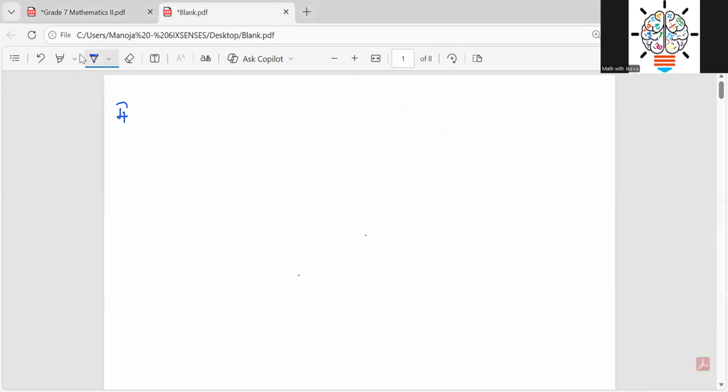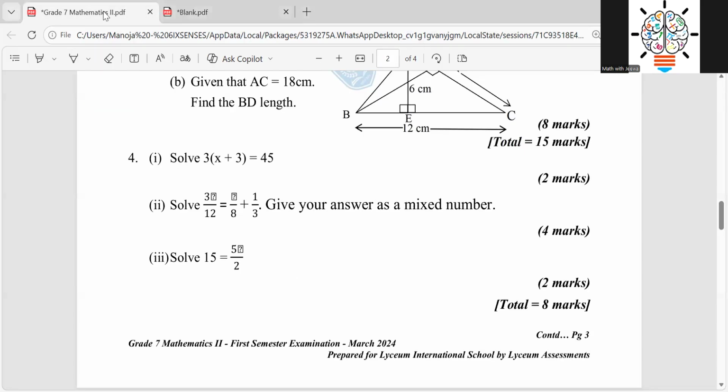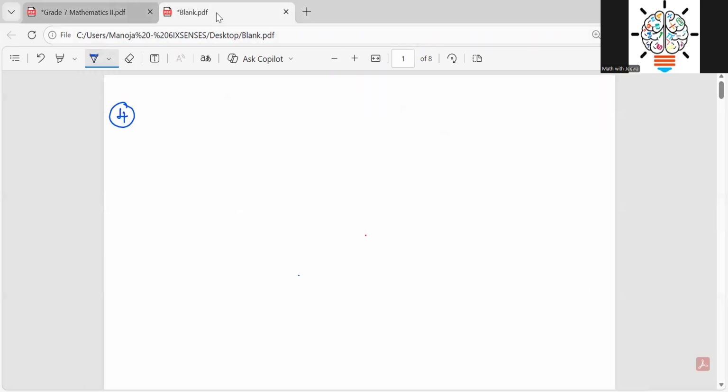So then I start like this, and here I have 3(x + 3) equal to 45. Always number the questions properly. So you write 3(x + 3) equal to 45. What is the first thing you should do, children? You want to solve the bracket. 3 times x, 3x, and 3 times 3, 9, and equal to 45.